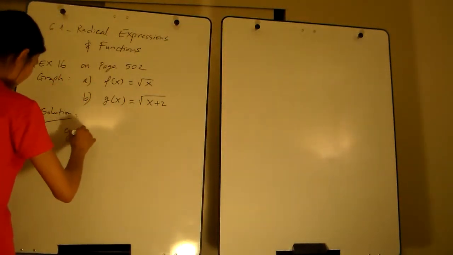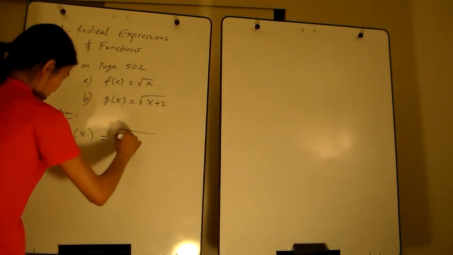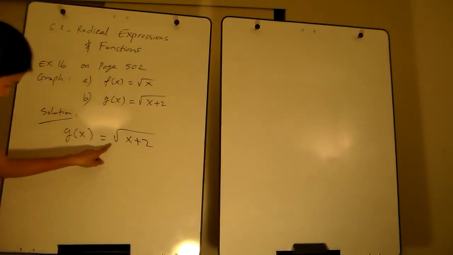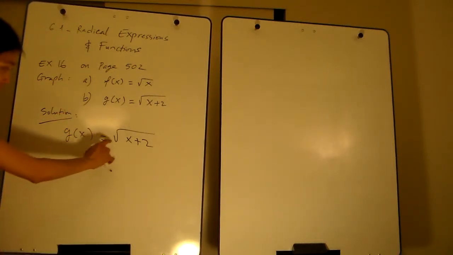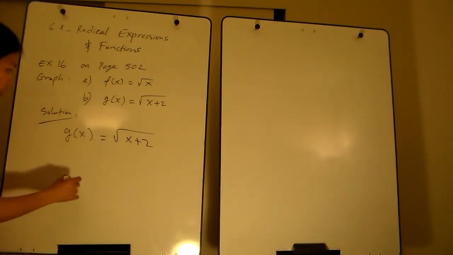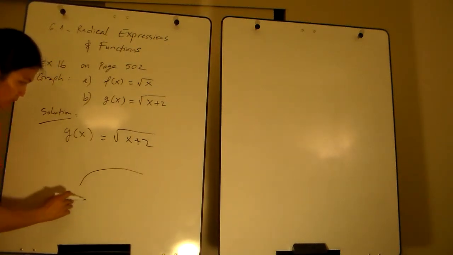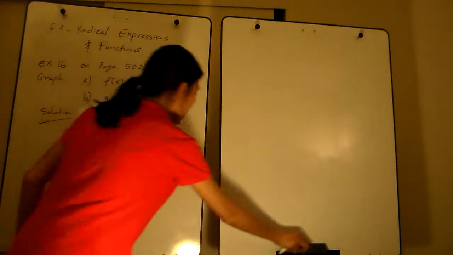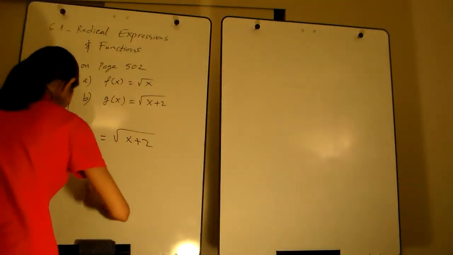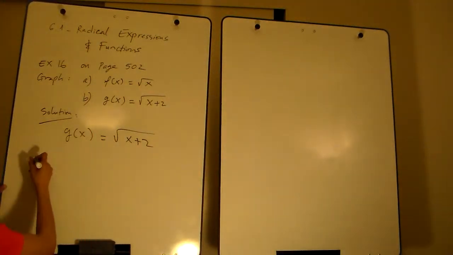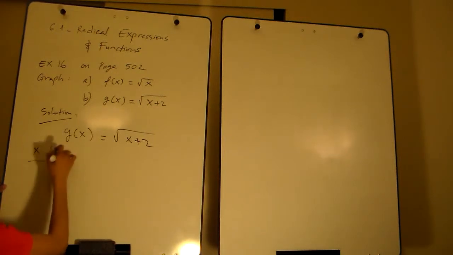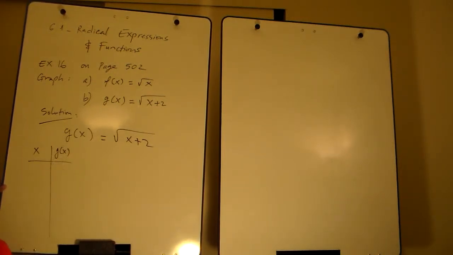G of x equals the square root of x plus 2. Again, since this is a positive square root, you know it's going to have a shape like this, half of the parabola. That's all you know. I would find a couple of points first. g of x, let's start with 0.